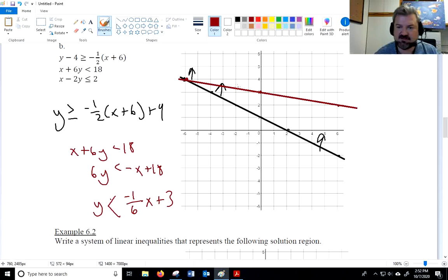So we're looking down here, right? And then the next one is x minus 2y less than or equal to 2. If we use the x-intercept is 2, the y-intercept is negative 1. That's pretty helpful, actually. I can draw a line right through that.